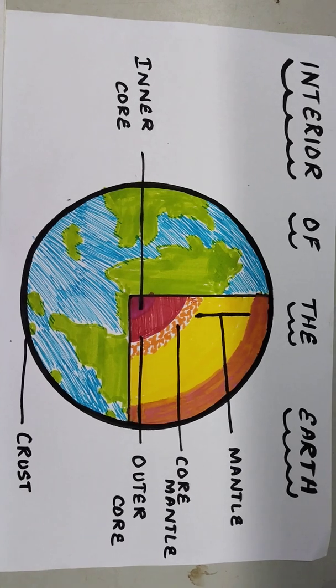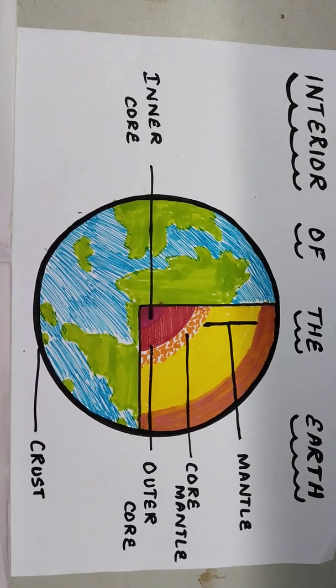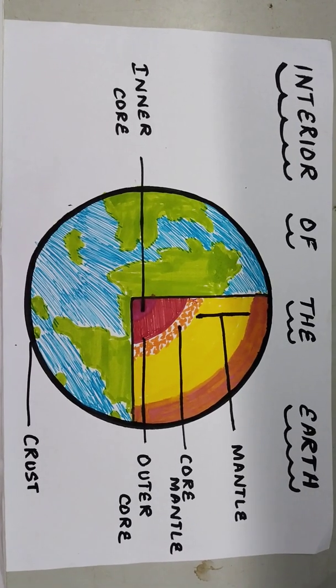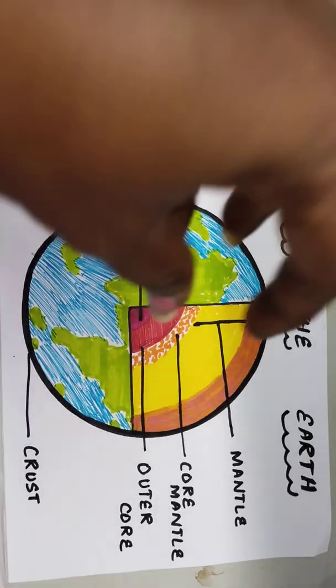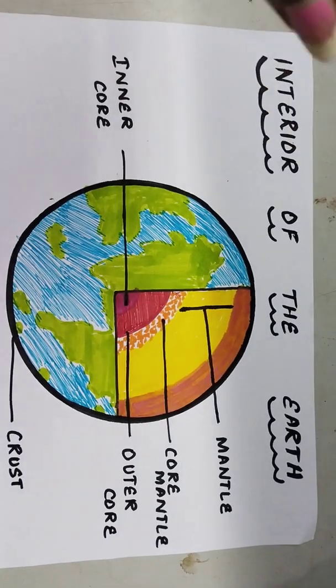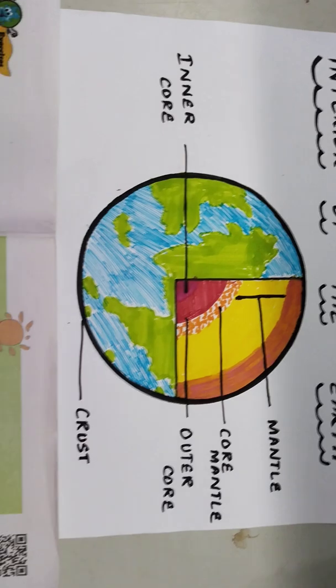Today we are going to see the new chapter that is about unit 2. In that we are going to learn about the interior of the earth. What do you mean by interior of the earth? We don't know what is inside the earth. So what is inside the earth is known as the interior of the earth.